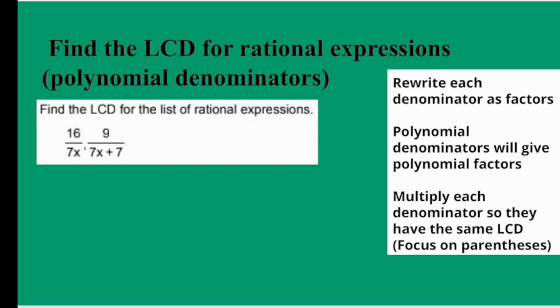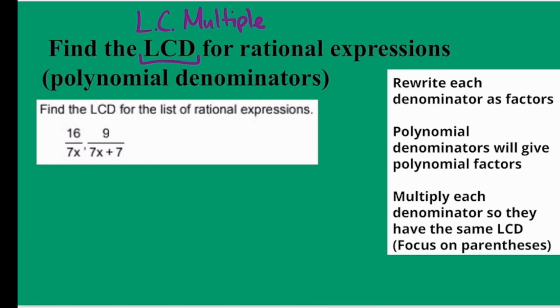Find the LCD for rational expressions with polynomial denominators. So we're going to find the LCD for these two rational expressions, 16 divided by 7x, and then 9 divided by 7x plus 7.